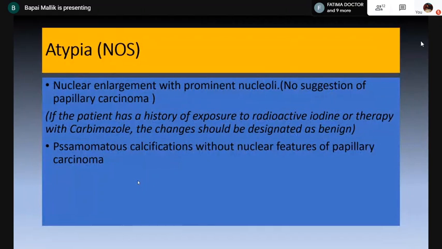The other thing is atypia NOS, that is, there is no other cause. So this is nuclear enlargement with prominent nucleoli that you commonly see. There is no other suggestion of papillary thyroid carcinoma. If the patient has a history of exposure to radioactive iodine or therapy with carbimazole, you call these changes benign. If you are not facing such a situation, then you just call it atypia.